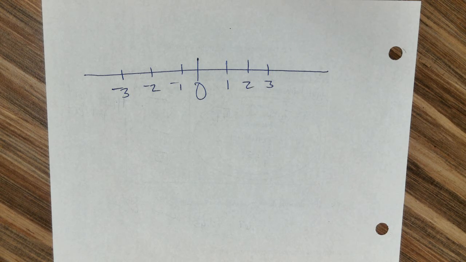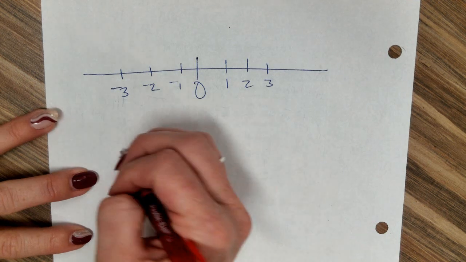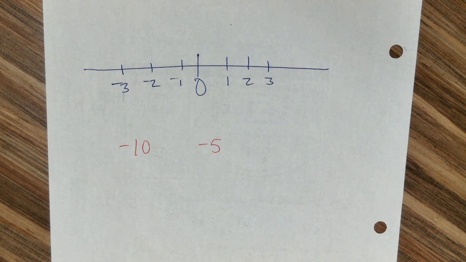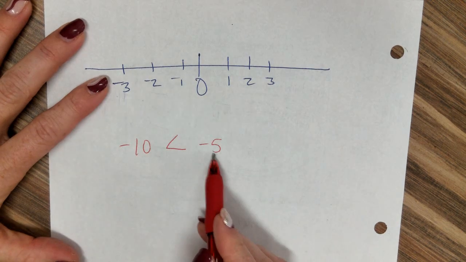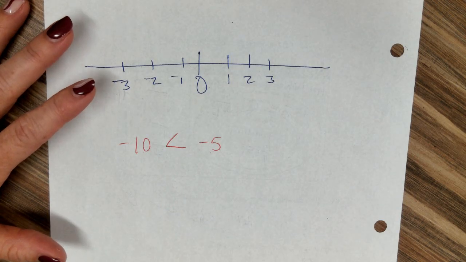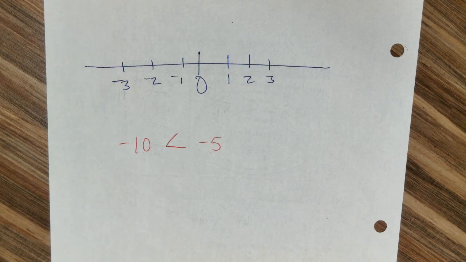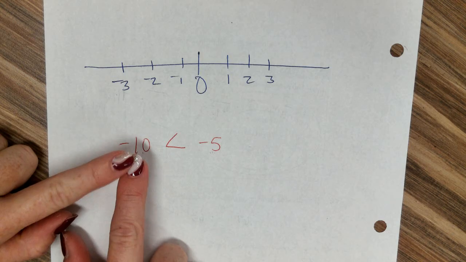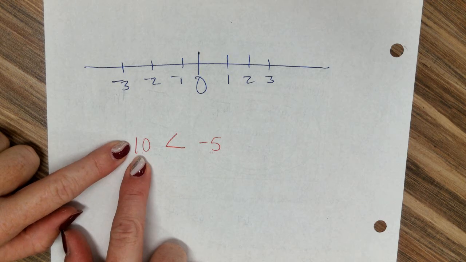Why? Because you owe more money. The more money you owe, the less money you have. So what's bigger? -10 or -5? What's bigger? -5. Why? Because I owe less money. So -5 is bigger than -10. Do y'all get why? Okay, the more money I owe, the less money I have. I would owe more money here, so it's worth less. Are y'all good with that?